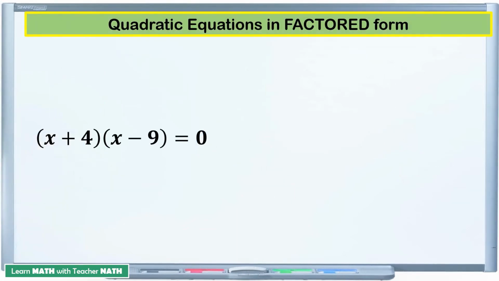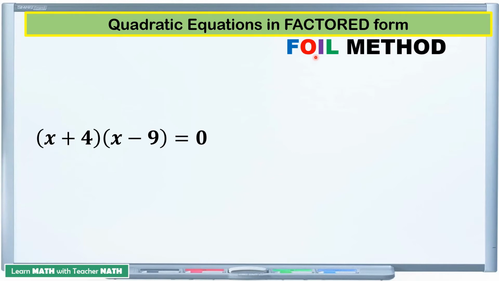Ito naman ang isang quadratic equation in factored form. Wala siya sa isang standard form na ax squared plus bx plus c is equal to 0. So, narito ang isang example. Quantity x plus 4 times quantity x minus 9 is equal to 0. So, anong maaari natin gamitin para maging standard form itong ating equation? Pwede natin gamitin ang tinatawag na FOIL method.